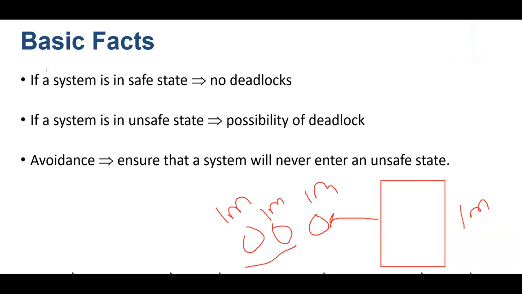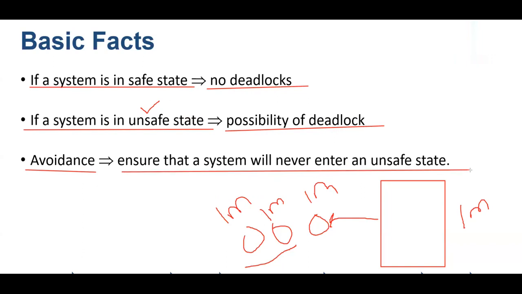So now come to the basic facts. If a system is in a safe state, then there is no deadlock. Why? The system has sufficient resources. If a system is in an unsafe state, there is a possibility of deadlock. Why? Because of the lack of resources, the system was in an unsafe state, and that's why there is a possibility of deadlock. The avoidance algorithm will ensure that the system will never enter the unsafe state. So how? Because it will try to fairly allocate the resources.